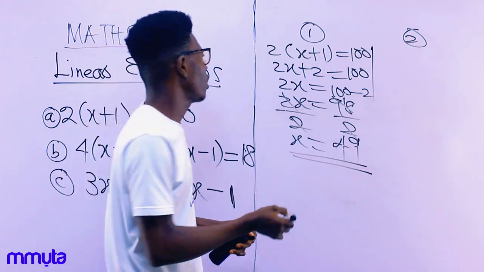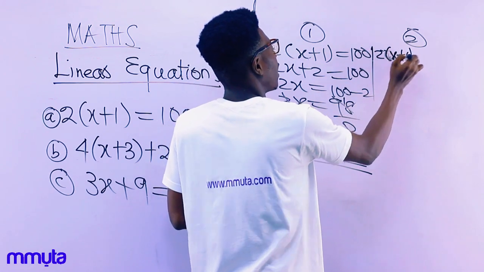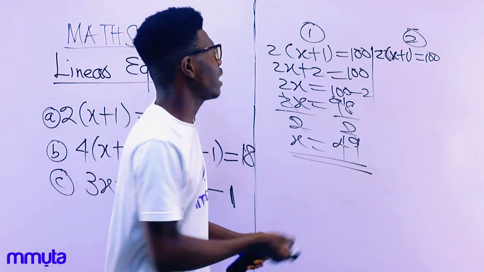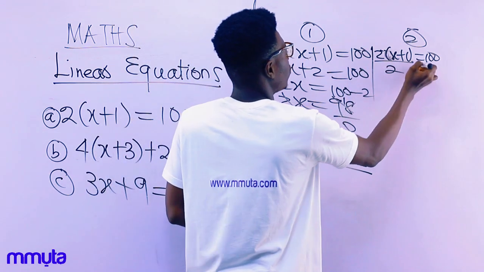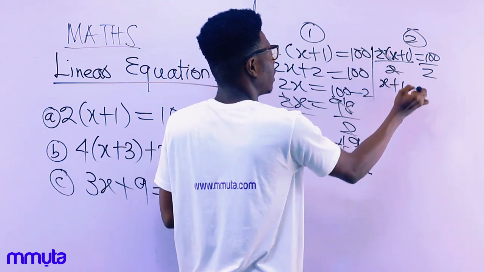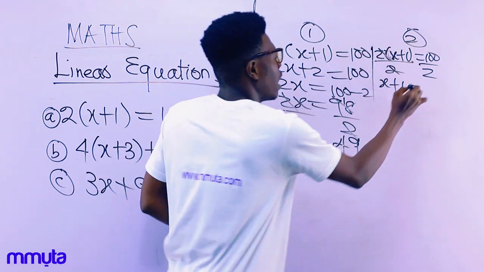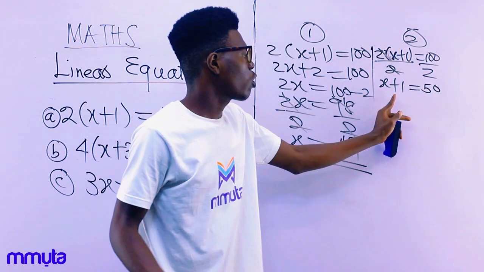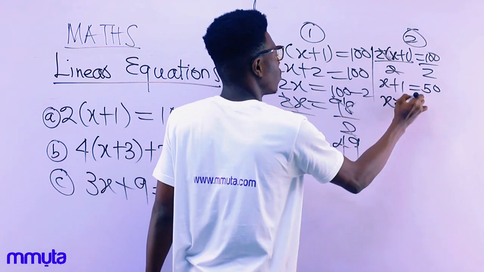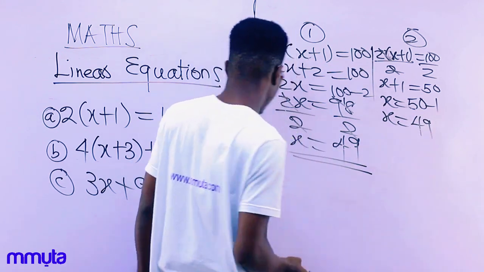Now the second approach is, since we have our 2 brackets, x plus 1 equal to 100, let us divide both sides by 2. If we divide both sides by 2, we have over 2 over 2. This is going to take care of this. We now have our x plus 1 equal to 100 divided by 2, which is going to give us 50. Collect like terms or shift this plus 1 to this side. We have our x equal to 50 minus 1, x equal to 49.